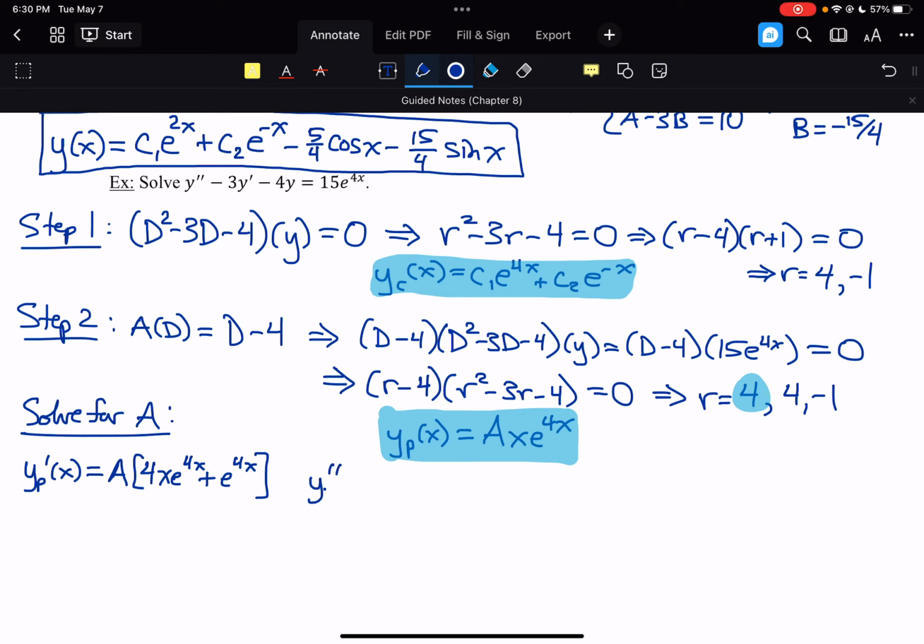And yp double prime is the derivative of that, which is itself going to also have a product in it. But we get some combinations of terms. So we get a times 16x e to the 4x plus 8 e to the 4x for the second derivative.